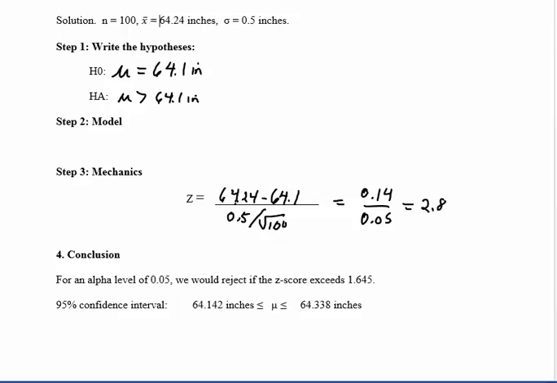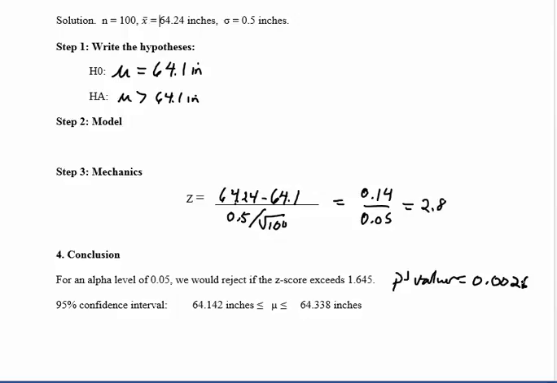Using Excel or a TI-83/84 calculator, we can find the p-value. The p-value for this test is 0.0026, which is smaller than the stated alpha level, so we reject the null.